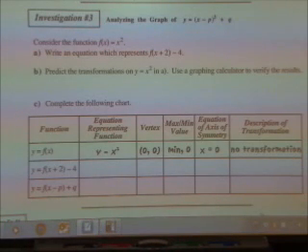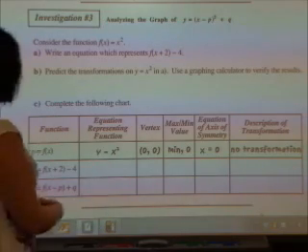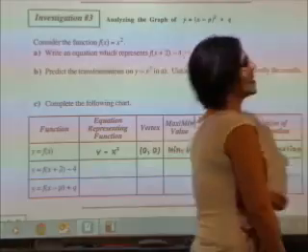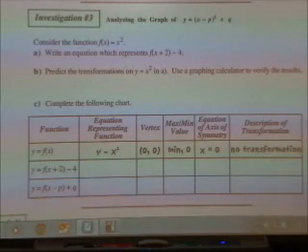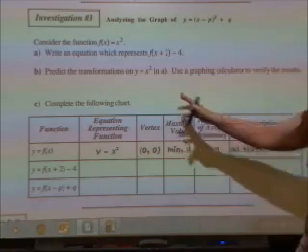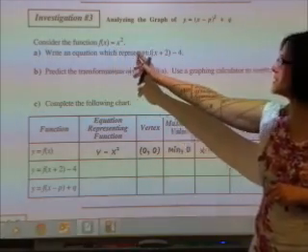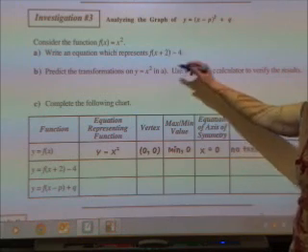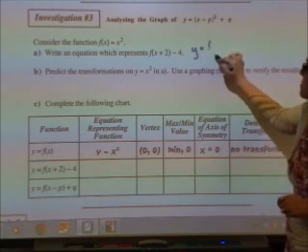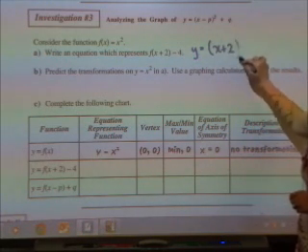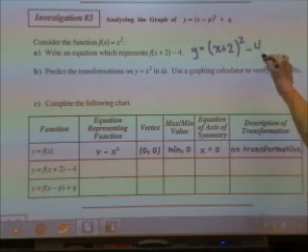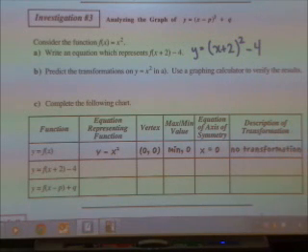Now let's put them together. Consider the function f of x equals x squared. Write an equation which represents f of x plus 2 minus 4. So where I see x, I'm going to substitute in the x plus 2. And then I'm going to subtract 4 from that expression. And that will be the equation that I get.